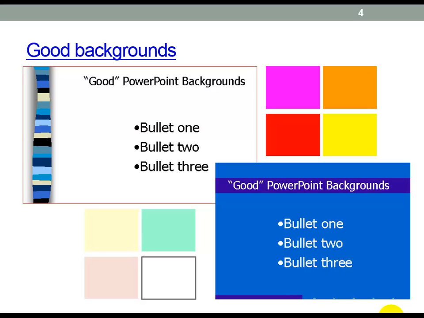You might also want to think about colour saturation. Bright saturated colours such as those at the top right may be distracting or make the text hard to read. Pastel backgrounds or white are much less distracting.